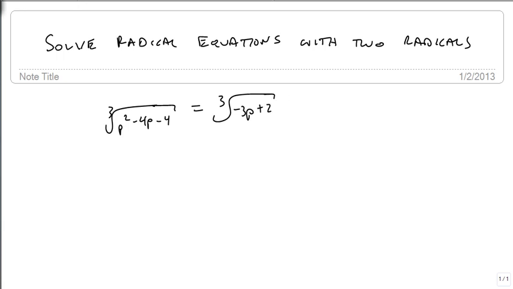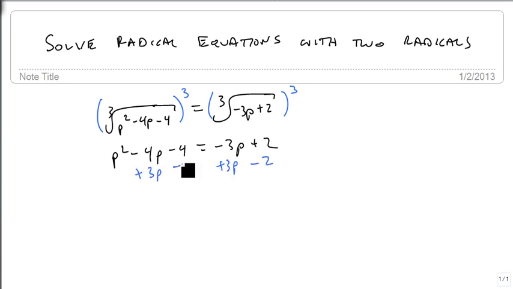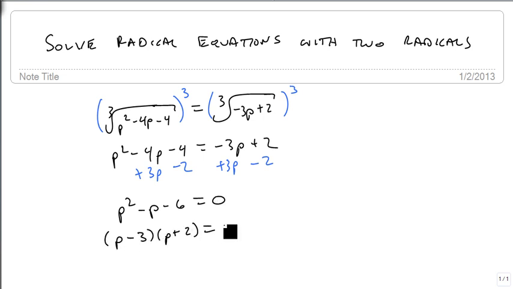And so if all I have are two radicals, then it's real easy. We just take both sides and we raise them to the same power. Both here, both cubes. So that gives us p squared minus 4p minus 4 equals minus 3p plus 2. So we add 3p to both sides and we subtract 2 so that we can get our polynomial all on one side. So this factors as p minus 3, p plus 2 equals 0. So p is either 3 or it's a negative 2.